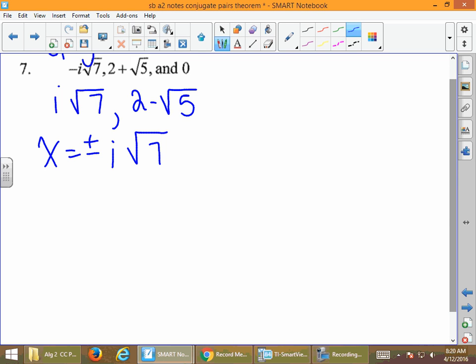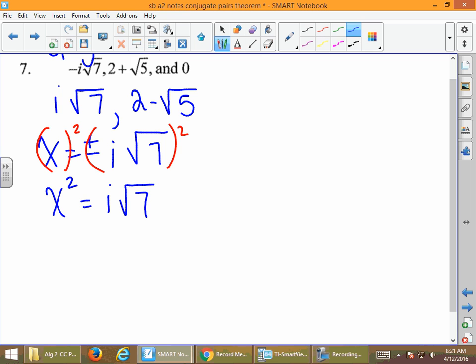On this problem, the plus or minus part is already isolated. It is by itself. So we can square both sides at this point. So it's x squared equals, well, this turns out to be i radical 7 times i radical 7.